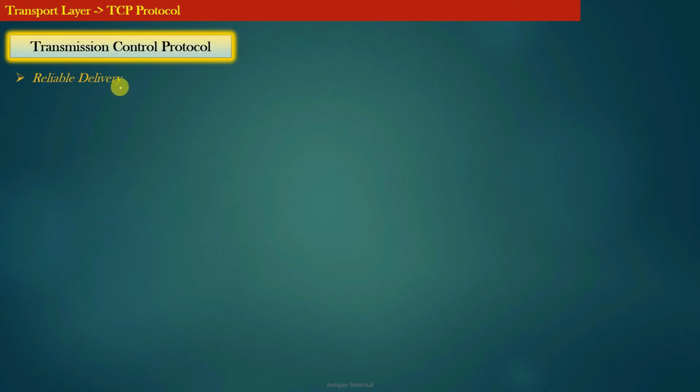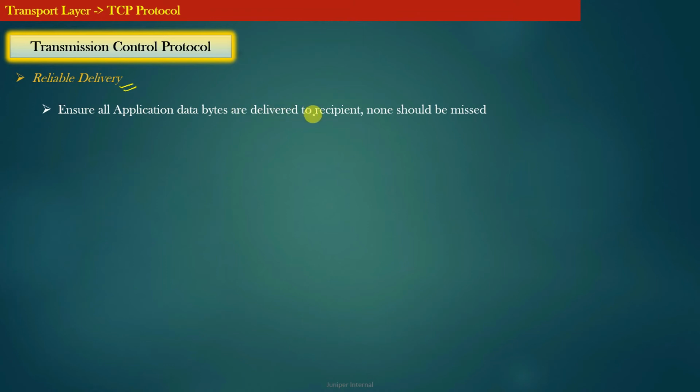So guys, going forward, the last property of the TCP protocol is reliable delivery. This is the most important feature of the TCP protocol. In fact, the TCP protocol has been designed to possess this special property. It is this property which makes the TCP protocol poles apart from the UDP protocol. So reliable delivery ensures that all application data is delivered to the recipient and none is missed, right?